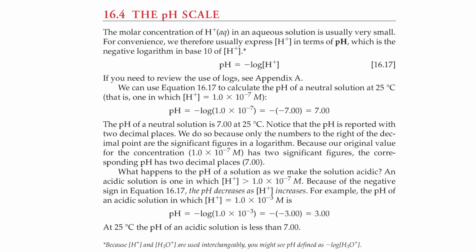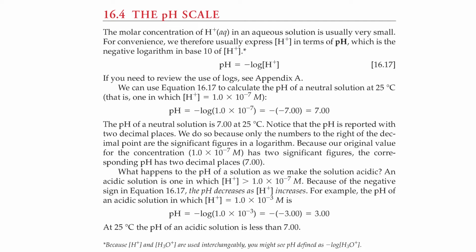We can use equation 16.17 to calculate the pH of a neutral solution at 25 Celsius, that is, one in which the concentration of proton is 1.0 times 10 to the negative 7 molar. The pH is the negative log of 1.0 times 10 to the negative 7, which equals negative negative 7, which is 7. The pH of the neutral solution is 7.00 at 25 degrees Celsius.